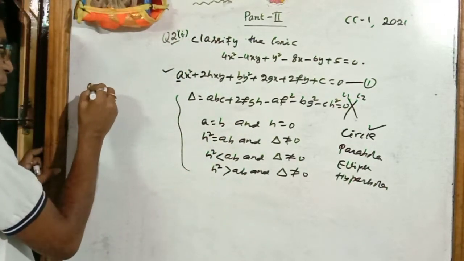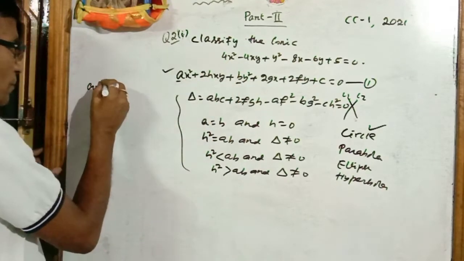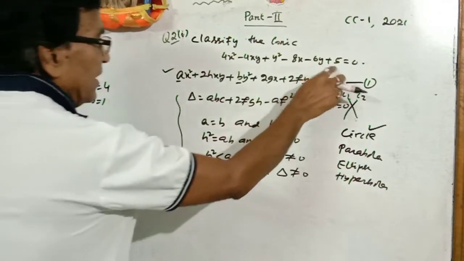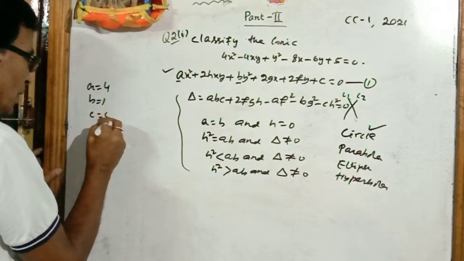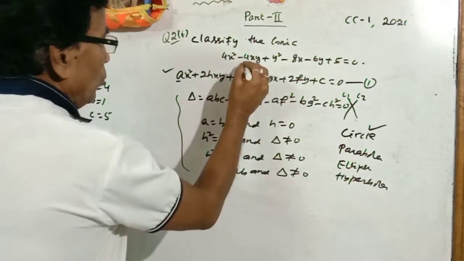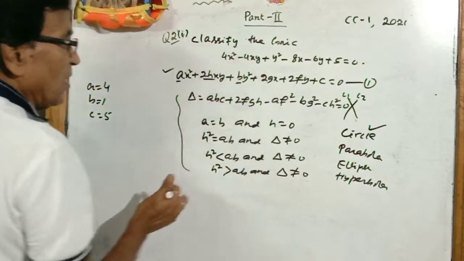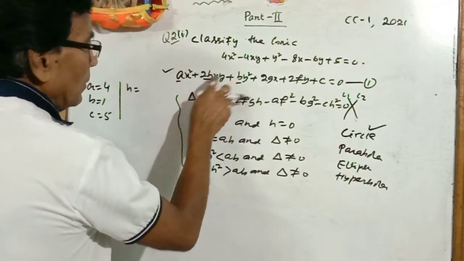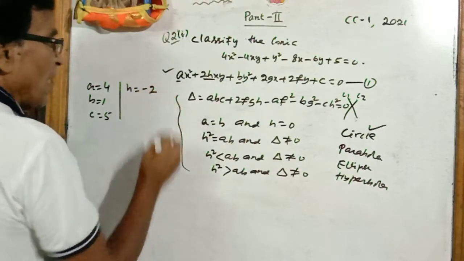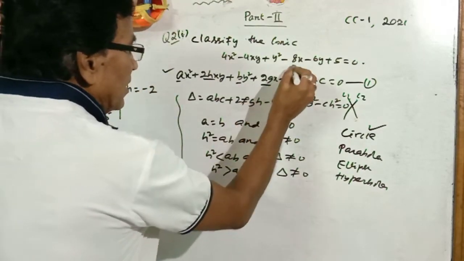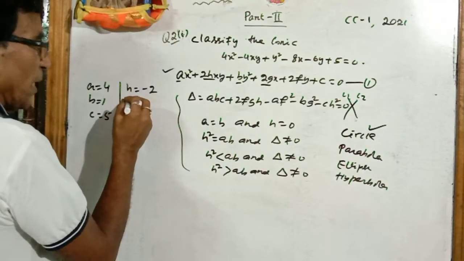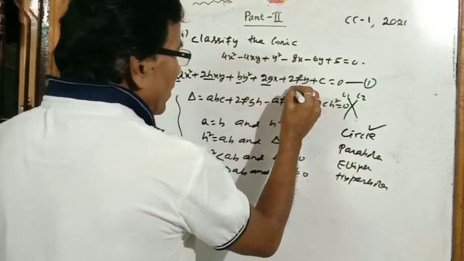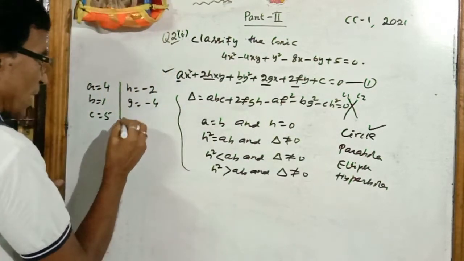So here A is equal to 4 and B is equal to 1 and C is equal to 5 and 2H is equal to minus 4. So H is equal to minus 2. And here 2G is equal to minus 8. So G is equal to minus 4. And 2F is equal to minus 6. So F is equal to minus 3.